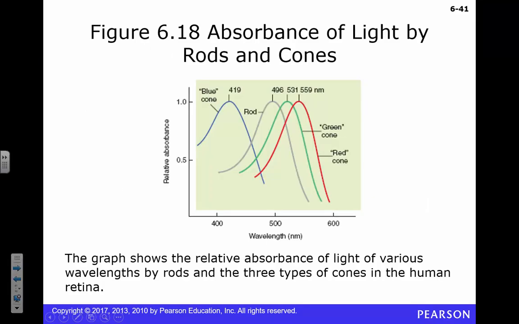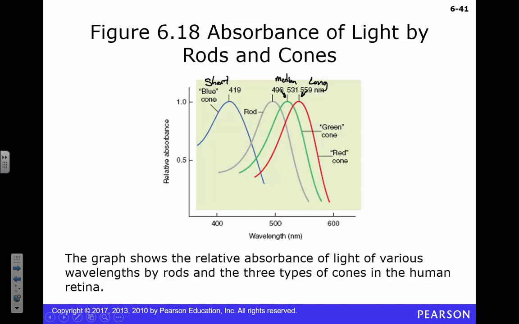So this is sort of interesting. Nice graph here to show you. We have what we think of as our blue cone, but really you should think about that as short wavelength sensitive. Your green is a medium, and the red is long, right? Now, most people who are colorblind are going to be red-green colorblind, and you can sort of see why that's going to be the most common from this diagram, right? Look how close the peaks are for your medium and long, your red and green photoreceptor.